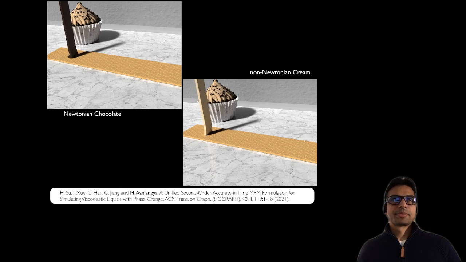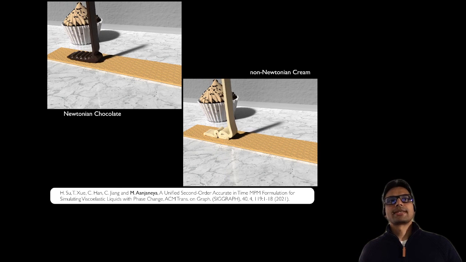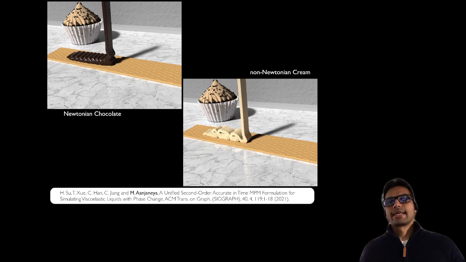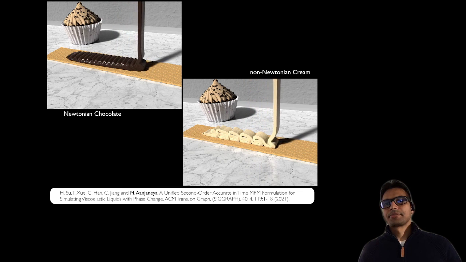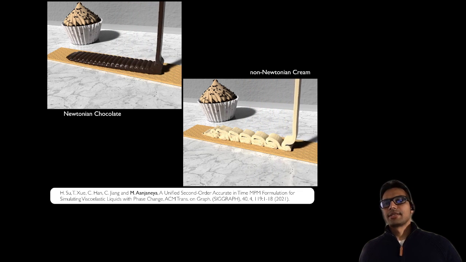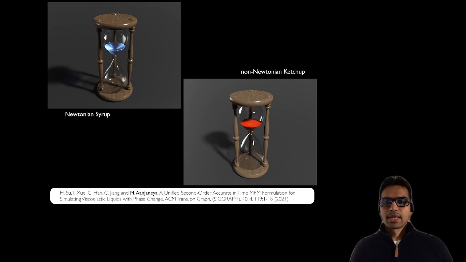Here are some other examples showing symmetric buckling of Newtonian chocolate on the top left and asymmetric buckling of non-Newtonian cream on the bottom right. Again, these are through the same code just by changing parameter values. Similarly, we can simulate Newtonian syrup that again exhibits symmetrical rope coiling, and non-Newtonian ketchup that drops at a very irregular rate.